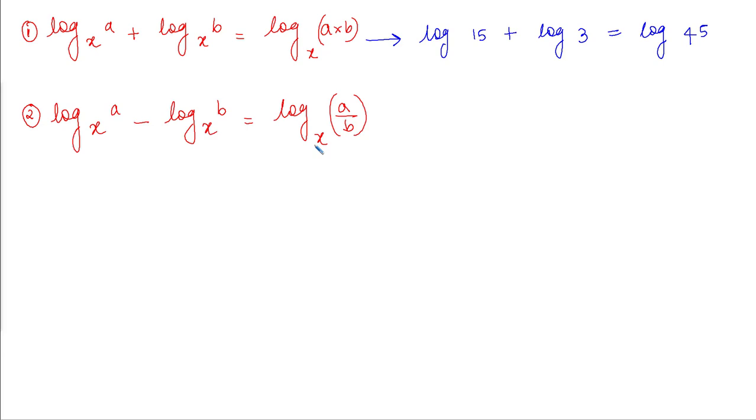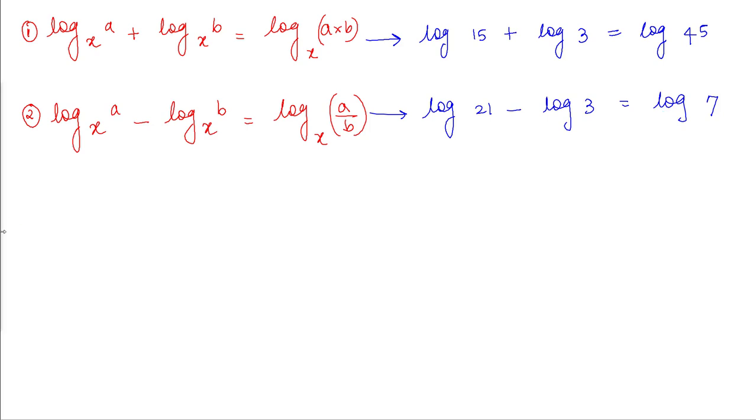Okay, so log of a to the base x minus log of b to the base x is equal to how much? Log of a divided by b to the base x. For example, if I say log of 21 minus log of 3 is equal to how much? Is equal to log of 21 divided by 3, that is equal to log of 7. Over here I did not write base, means base is by default 10 everywhere. So if it is a subtraction and if base is same everywhere, then we divide the numbers.